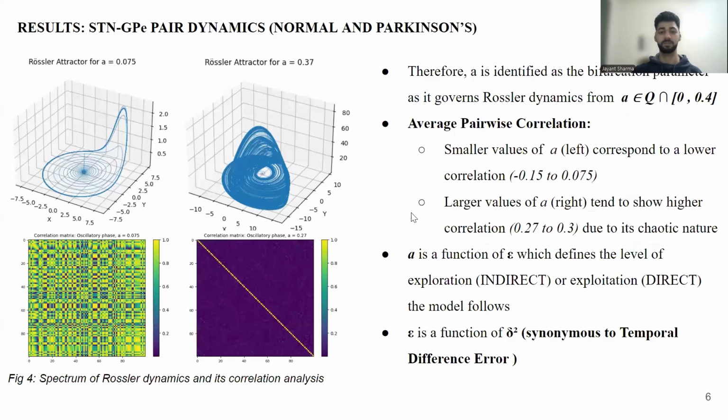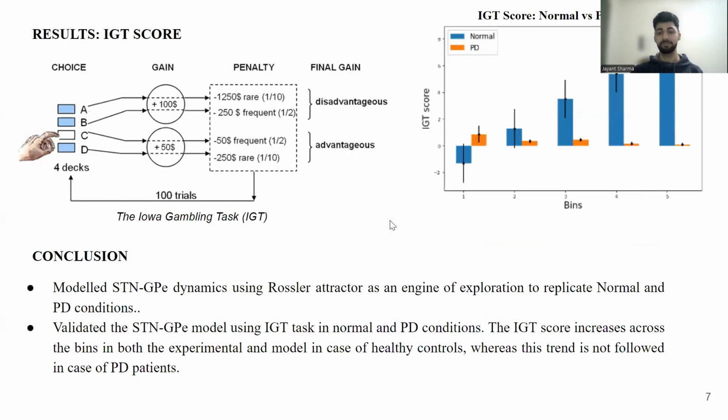Moving on to the results, smaller values of A show a perfect periodic Rossler, while higher values of A show a perfect chaotic Rossler.